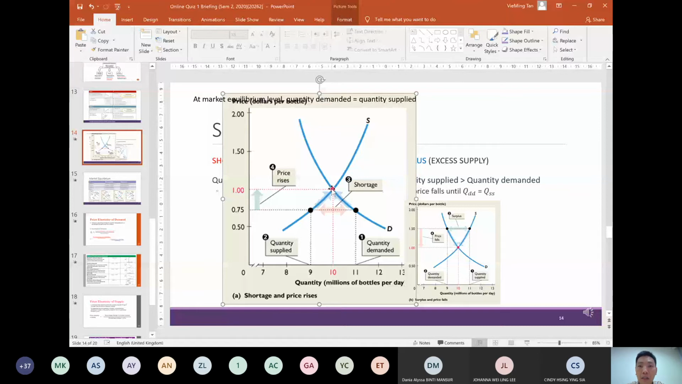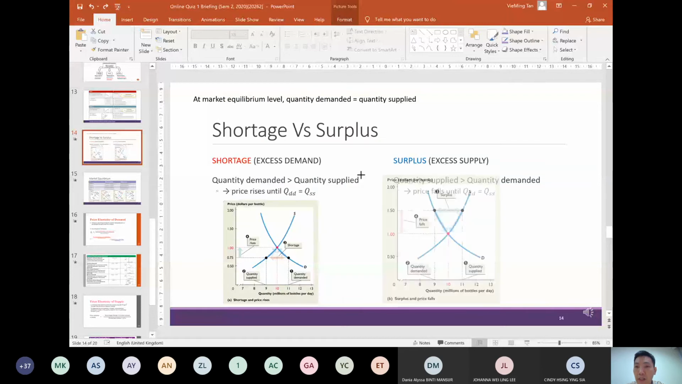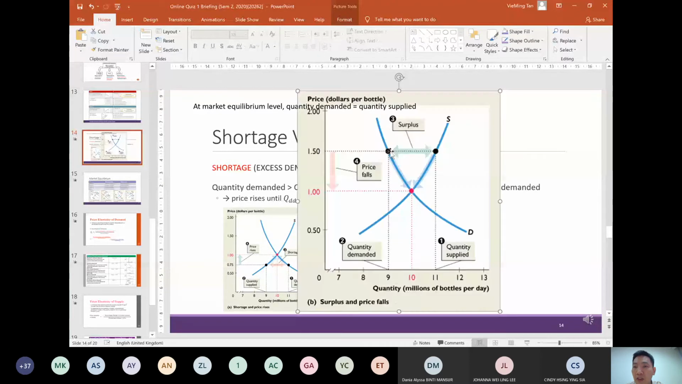On the other hand, what happens if the price level is above the market equilibrium price? Let's say $1.50 now. At this price, above the market equilibrium point, the quantity supplied is more than the quantity demanded, and the difference is called surplus. Surplus only happens when the quantity supplied is more than the quantity demanded.